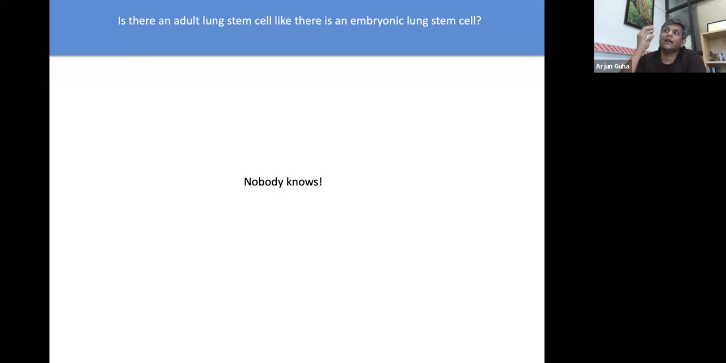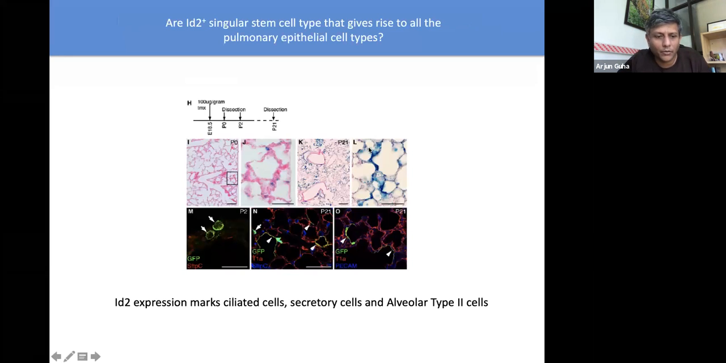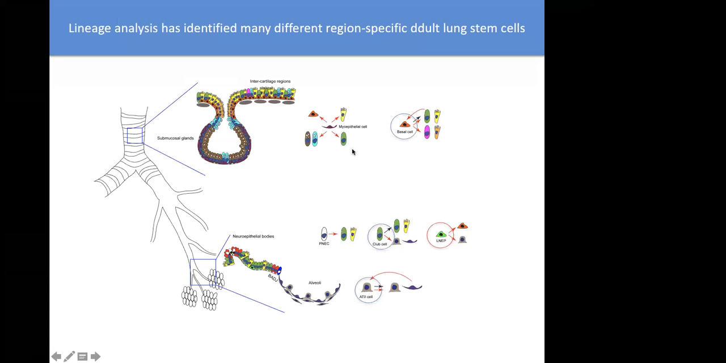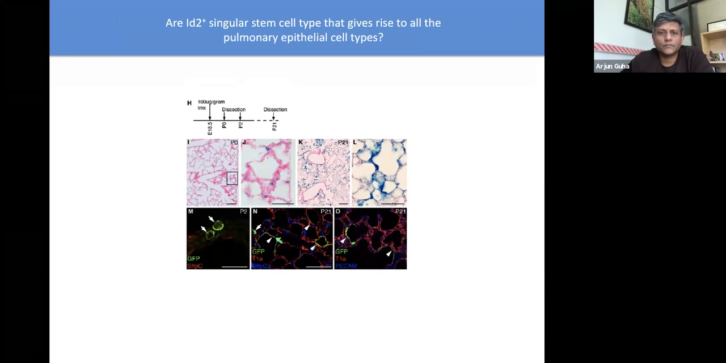So while we very naively imagine that the kind of embryonic stem cells that exist... Hello, am I still audible? Because there's been a power fluctuation, actually. Yes, yes. Okay, sorry.